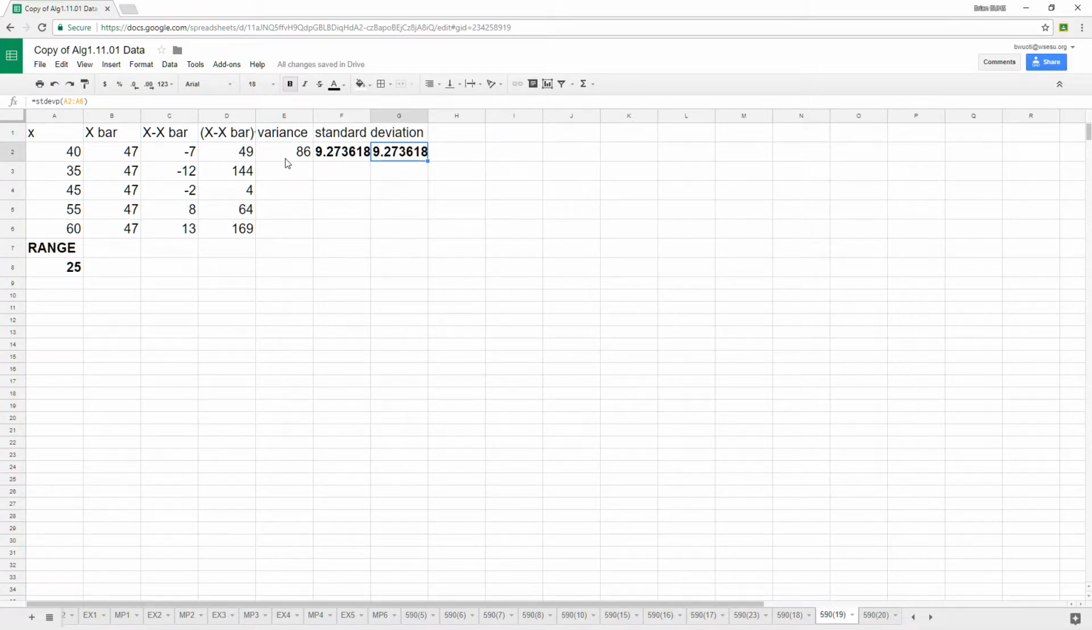So range tells you how spread out the data is by taking the highest number and subtracting the lowest number. Standard deviation finds out how spread out the data is by telling you how far on average a point is from the mean. Question, comment?